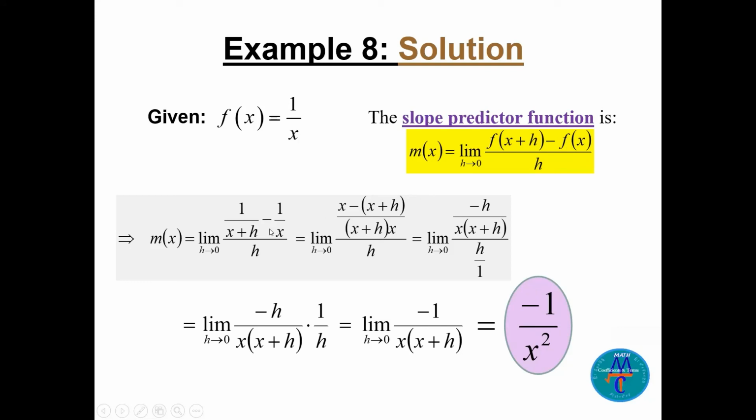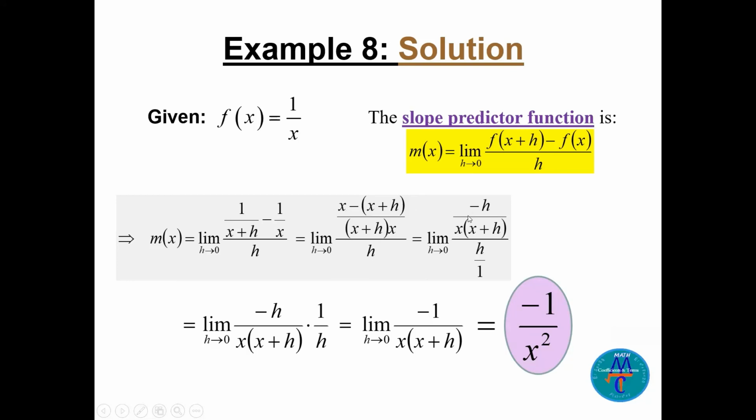So the limit will be 1 over x plus h. Just take x plus h, replace it in the x, minus 1 over x. Now you can subtract the fractions, find the LCD, x plus h times x. This will be x minus, in the bracket, x plus h. You have to put a bracket here. So it will be x minus x minus h.